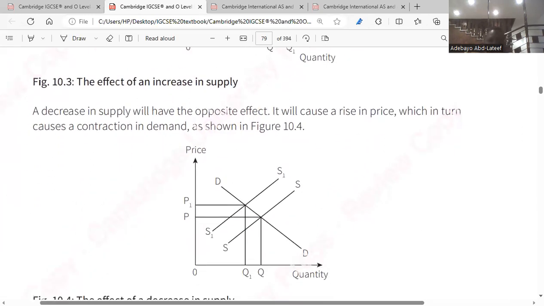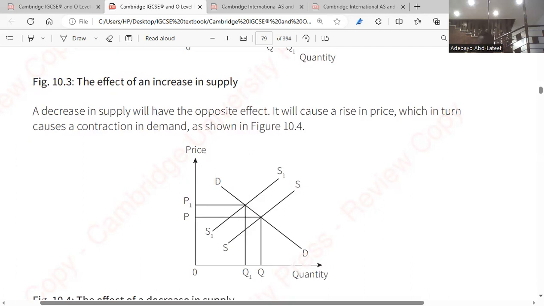So when there's a decrease in supply, that will mean that price should rise. Do you get what I'm saying? When supply is decreasing in the market, prices will definitely rise, because at that point in time there's disequilibrium. And to correct this disequilibrium, you have to increase the price. So increasing the price from P to P1 will also mean that our supply would reduce from S to S1.